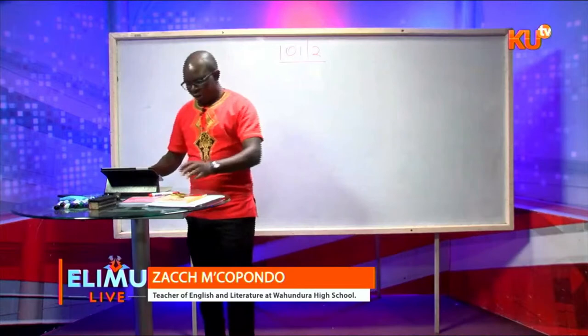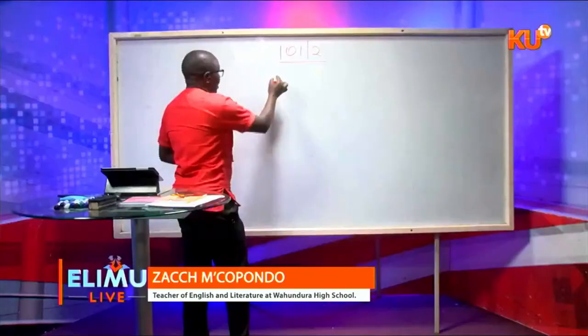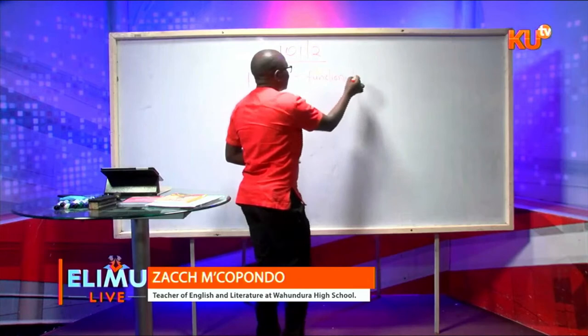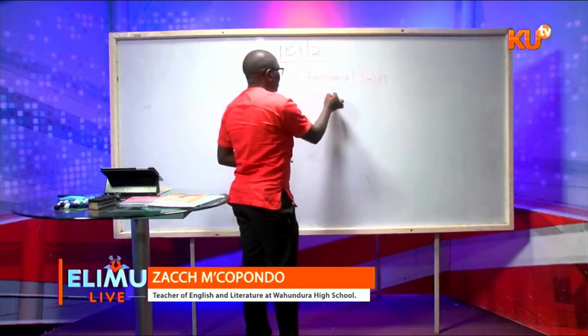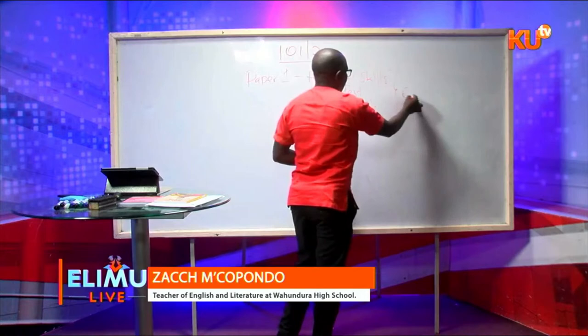Just a short review of what we agreed last week. We said that English is divided into three papers. That is paper one, what we call functional skills, closed tests, and oral skills. This paper carries 60 marks of the total.